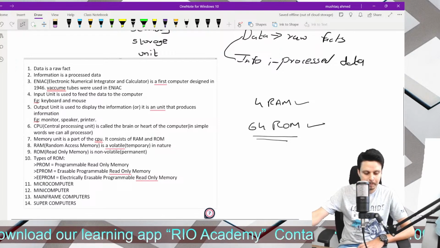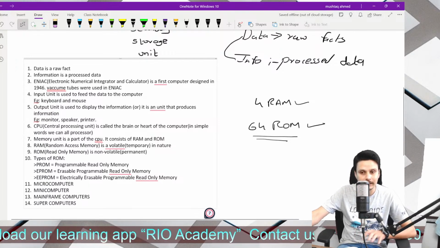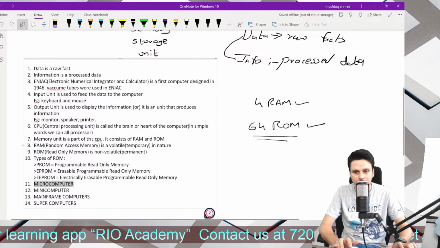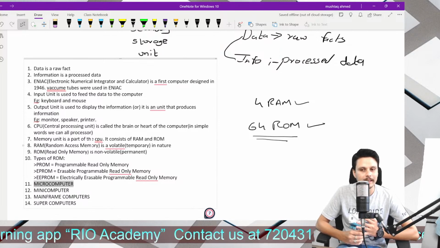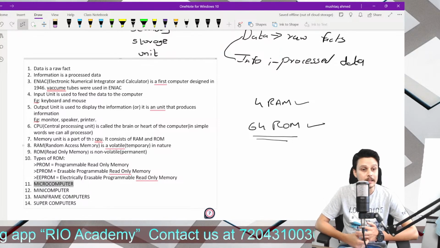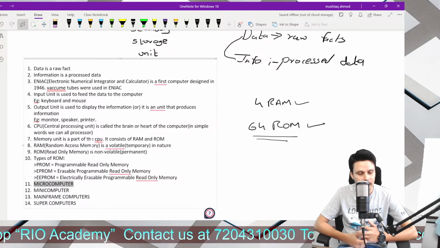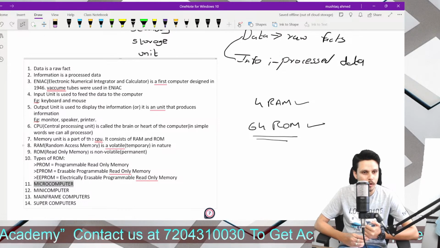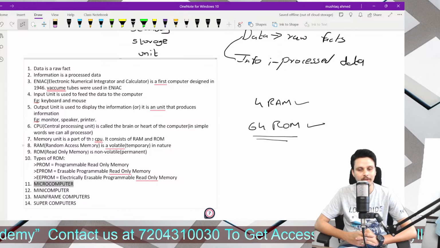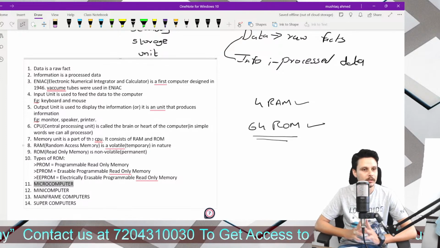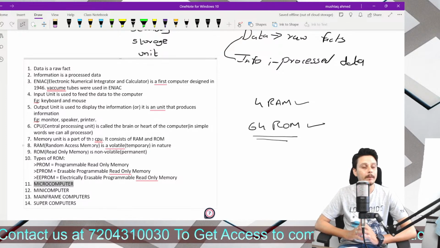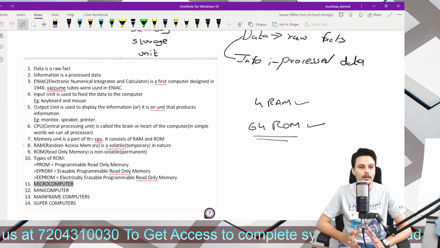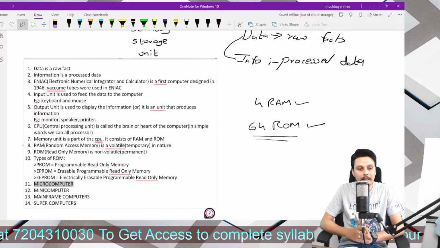Microcomputers are personal computers with limited facilities. PC means personal computer. We all use microcomputers at our homes, offices, and everywhere, with limited facilities available to us.